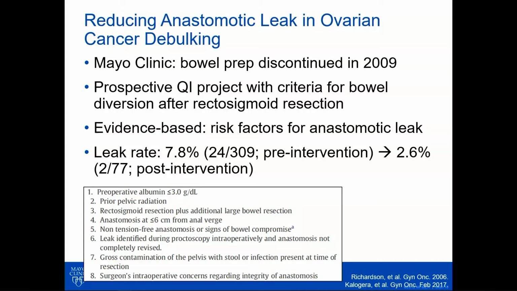So low albumin, prior pelvic radiation, if we did 2 large bowel resections, a very low anastomosis, a non-tension-free anastomosis, although we definitely want to make sure that we are not providing a patient with an anastomosis that's on tension, or if the bowel is compromised. And then part of the practice in assessing the anastomosis includes doing a leak test with a proctoscope, measuring the distance between the anastomosis and the anal verge, and then near-infrared imaging of perfusion.